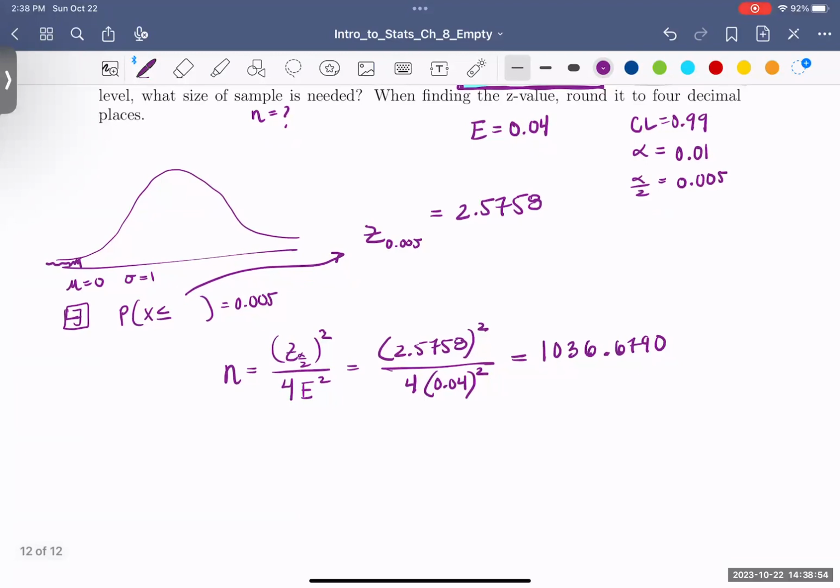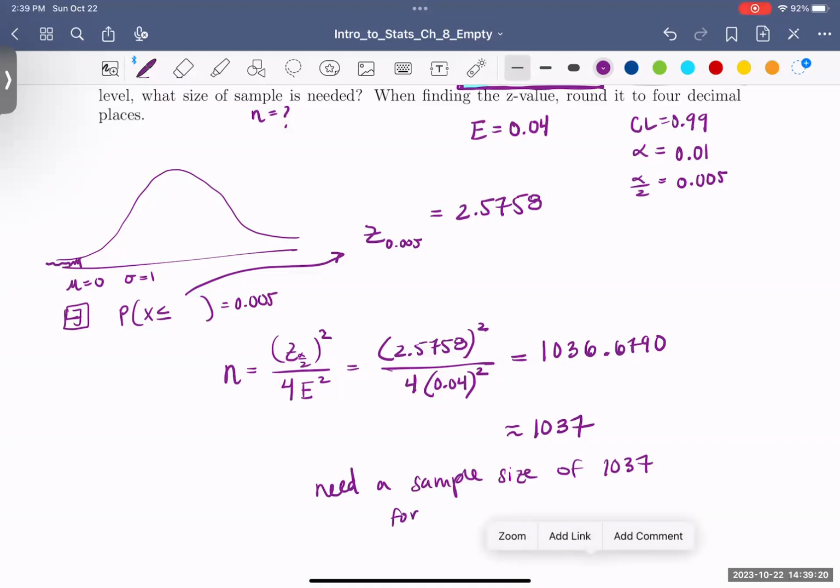This isn't my answer. I need a whole number for a sample size. I can't interview 1036.68 of a person. So instead, I need to interview 1,037 people. We need a sample size of 1,037 for a 4% margin of error.